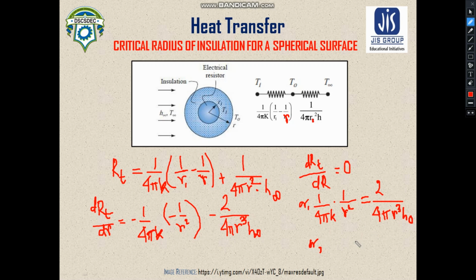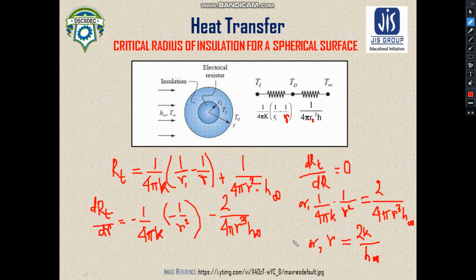Or you will find this r becomes 2k, and please, we have considered this as h finite, so I just missed that, and so this is your twice. So here you can see for the sphere the critical radius of insulation is twice that of the cylindrical case, 2k by h. So this is your outer convective heat transfer coefficient.